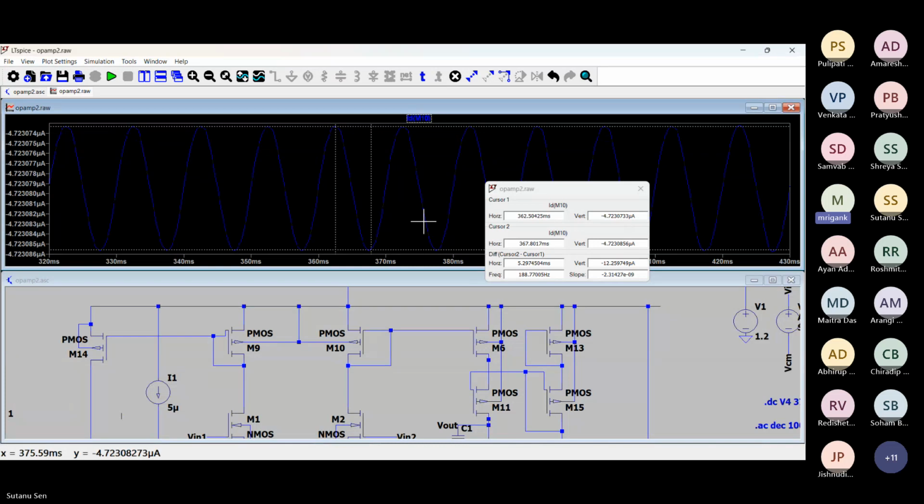So look at the small signal AC current in M9 and M10. Sir, it is 12 picoamps in both M9 and M10. Both M9 and M10, you are getting 12 picoamps. Yes, sir. But the DC current is very different, right? Yes, sir.